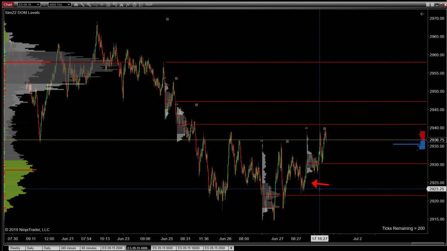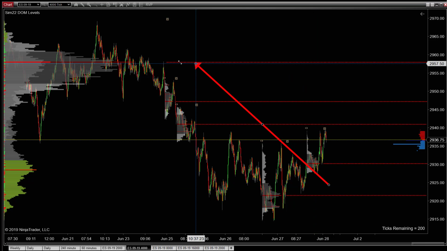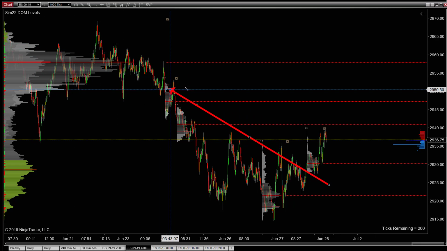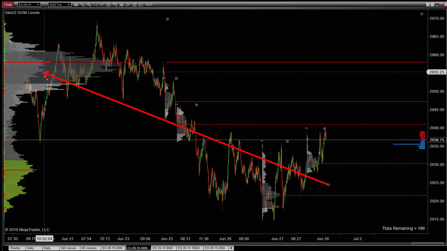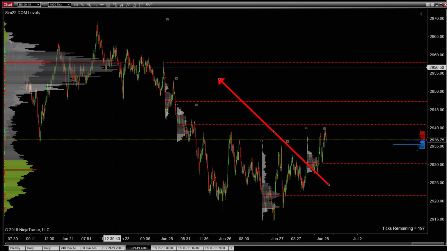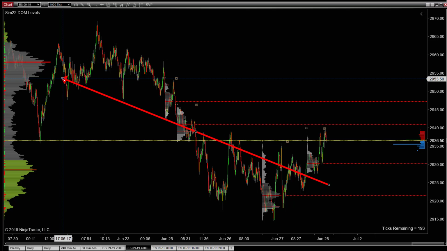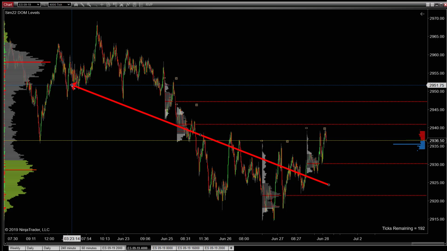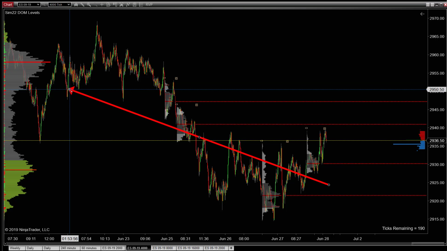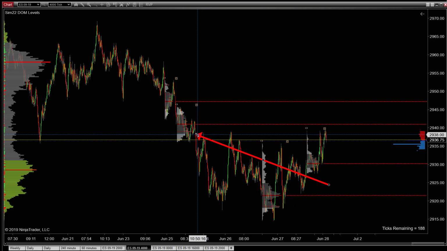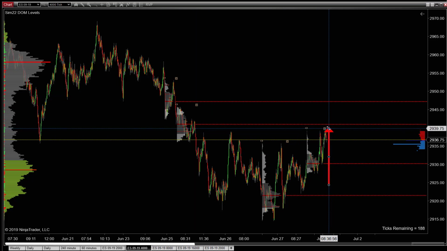So I've marked off some levels that I can see. Here's that 2958 level. It's going across that big volume node right here, and that lines up on the larger time frame. You do have those other levels that I was talking about: 54, 52, 50. So you have a lot of little spikes in here. Not a lot of good levels up above this level right here.